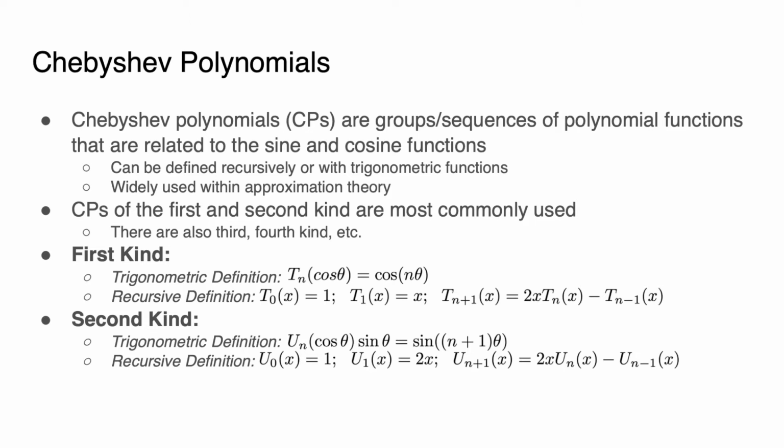At the bottom of this slide, I provide both the trigonometric and recursive definition of Chebyshev polynomials of the first and second kind. And one interesting thing that you may notice is that the recursive definition of these polynomials is very similar. In fact, they only differ with respect to the first order term, where we have either x for the first kind or 2x for the second kind.